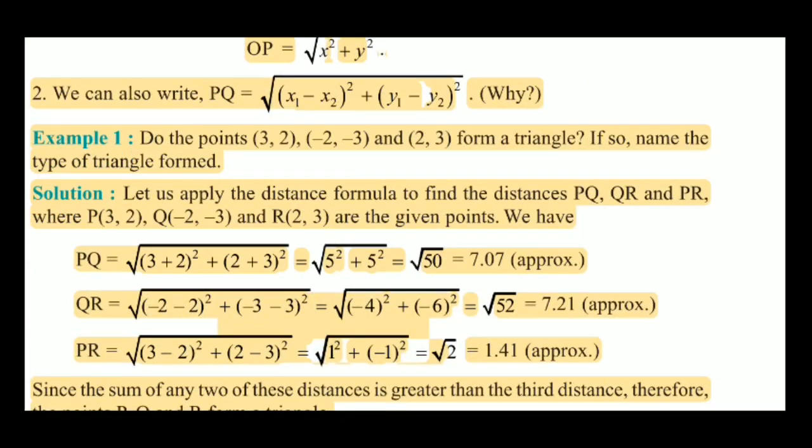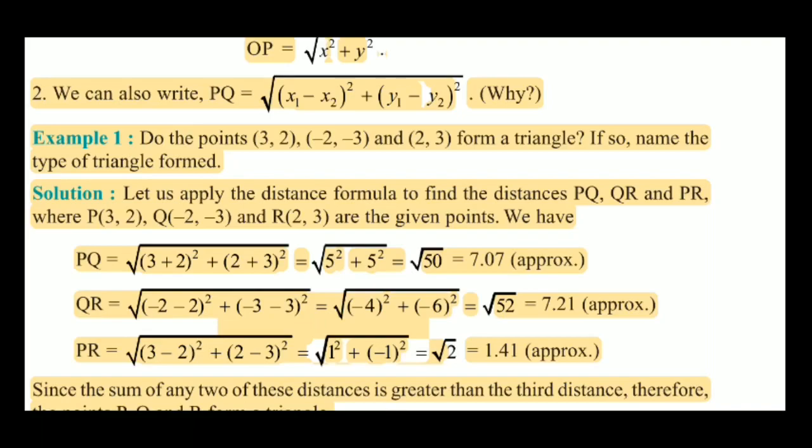You can see how to use this distance formula. What they have given here: do the points (3, 2), (-2, -3) and (2, 3) form a triangle? If so, then name the type of triangle formed. Here we will find the distance between P and Q, then Q and R, and then PR. In the first step, you will find the distance between P and Q by using the distance formula, and you can clearly see what the distance formula is here.